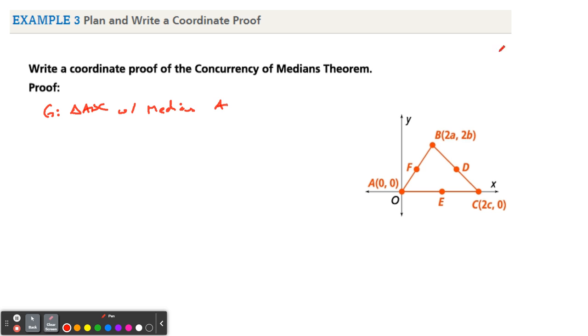AD, BE, and CF. And we want to prove that they are concurrent. Prove that the medians are concurrent.